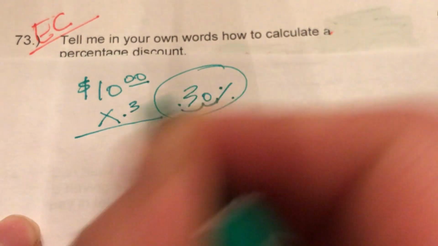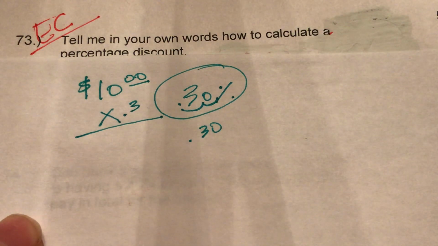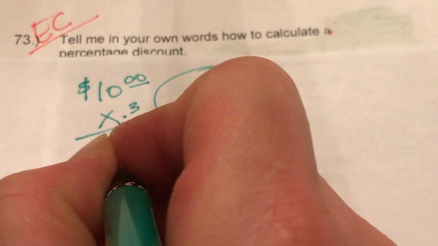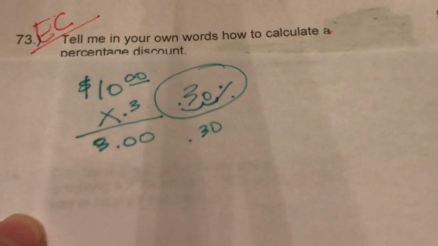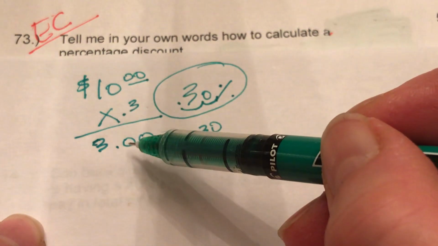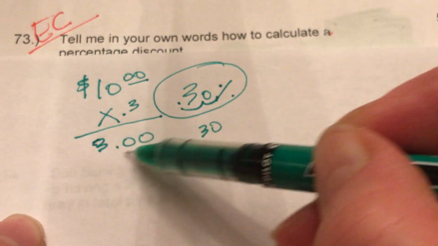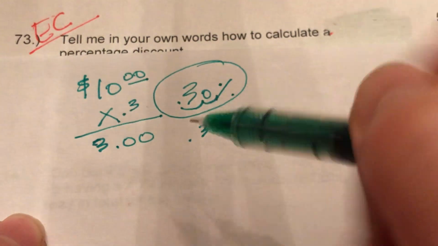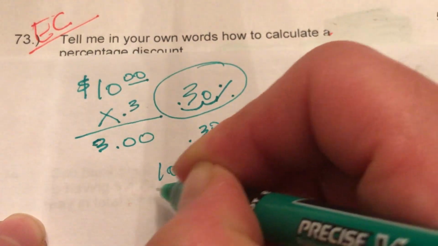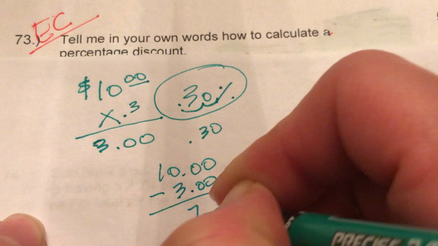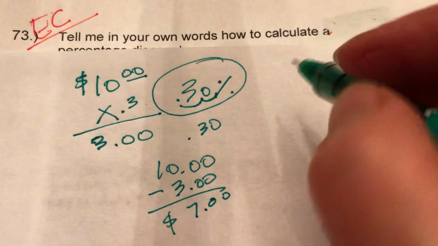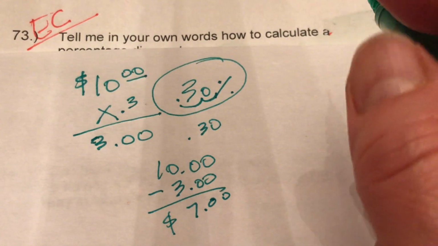You're going to then multiply it times the total cost of your pillow, the total cost of your item, and when you multiply that out, you get 3.00. So we know that your percentage discount total is going to be 10 minus 3. So you're going to go ahead and subtract your percentage discount to get $7, and that's going to be your total.